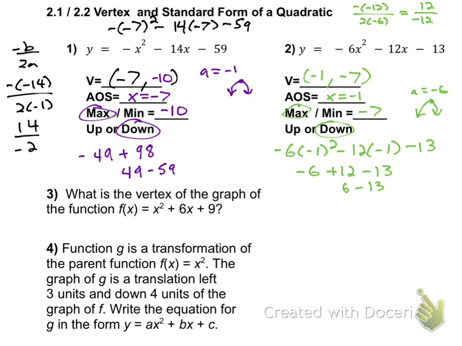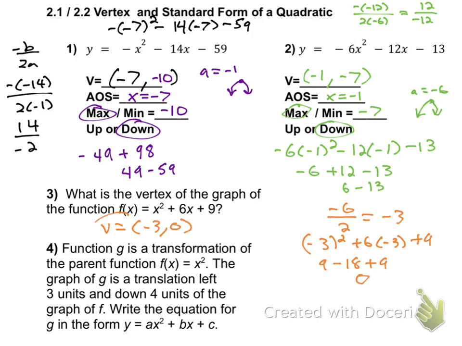All right, number 3, what is the vertex of the graph of the function? So we're going to do negative b over 2a. Negative 6 over 2, negative 3. Plug that back in, and we'll have negative 3 squared plus 6 times negative 3 plus 9. So that will be 9 minus 18 plus 9, which would be 0. So the vertex would be negative 3, 0.